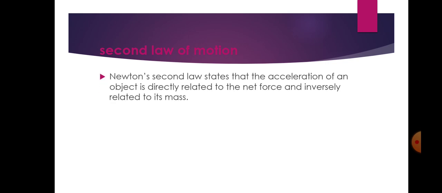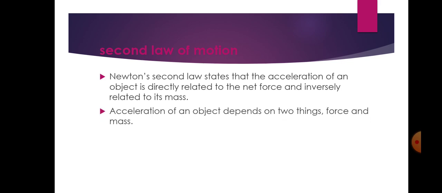Newton's second law states that the acceleration of an object is directly related to the net force and inversely related to its mass. It means that the acceleration produced in a body is directly proportional to the force applied on the body, and inversely proportional to the mass of that body. If the force is greater, then the acceleration produced in that body will also be greater, and if the mass of the body is greater, then the acceleration produced in that body will be smaller.